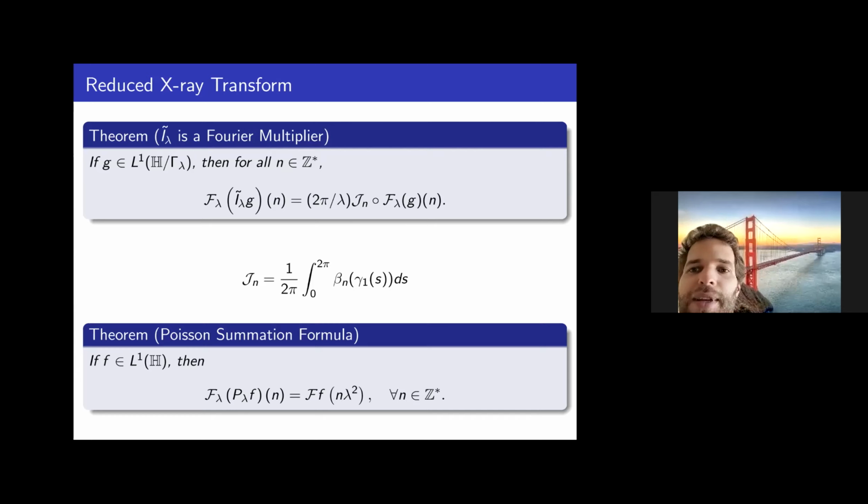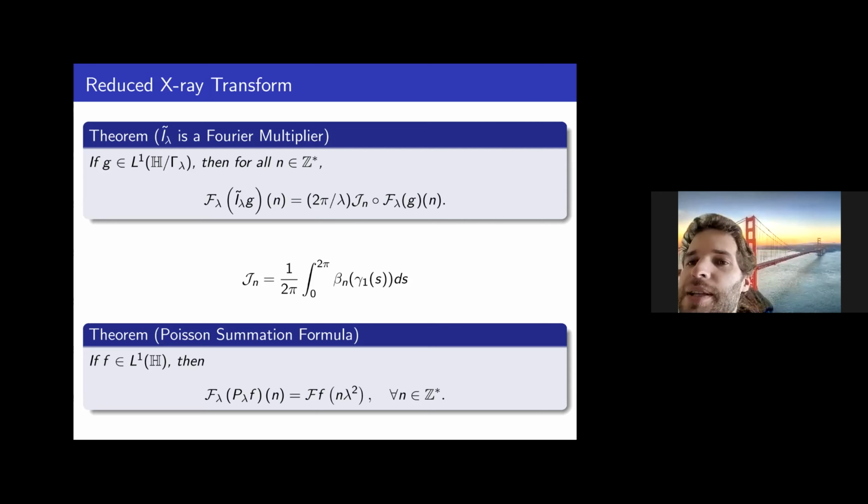So on one hand, we have that I tilde is a Fourier multiplier, and on the other hand, we have something that looks a bit like a Poisson summation formula. I haven't found a reference for this in the literature, but I'm sure that I'm not the first to write something like this down, where if you take some function on the Heisenberg group and you apply this periodization map, and then you post-compose that with a reduced Fourier transform, that's the same as just taking the full Fourier transform with some rescaling.